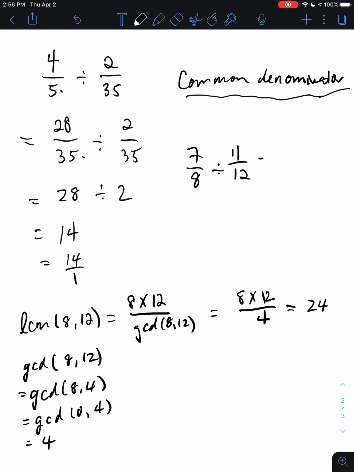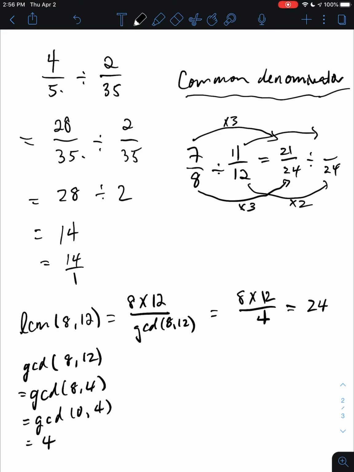So that is my common denominator. I need to make this a fraction out of 24, and I need to make the next one a fraction out of 24. What did I do here? I multiplied by 3, so that's what I have to do here. Multiply by 3, I'm going to get 21. What did I do here? I multiplied by 2, so that's what I have to do here. Multiply by 2, I get 22. And so the final answer, well, this is the same as 21 divided by 22, which is just 21 over 22. Okay, so that's the final answer to our division question.